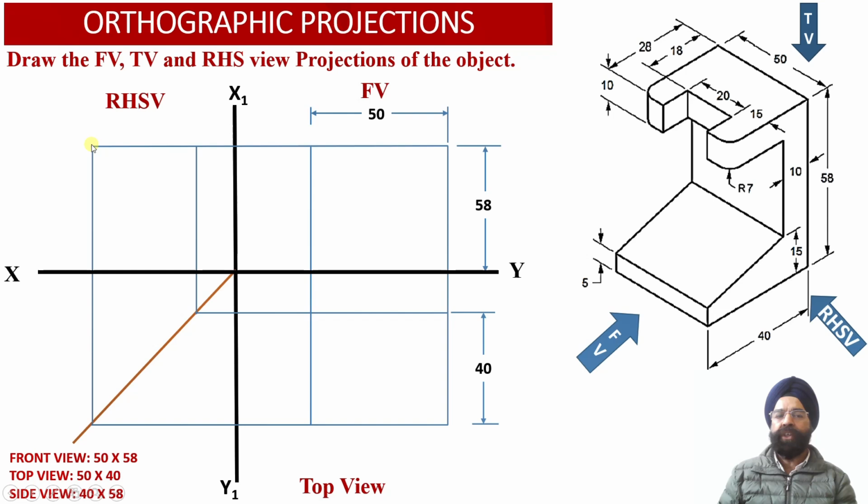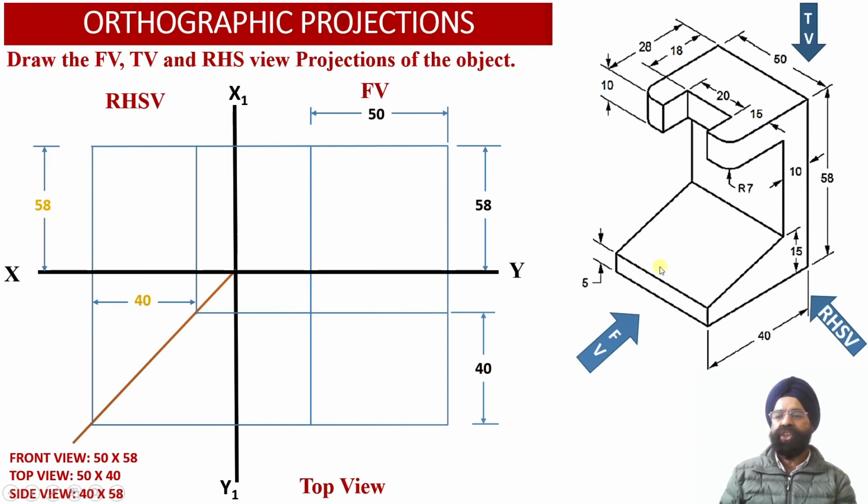So we can now observe that in the right hand side view projection, the depth of the solid happens to be equal to 40 millimeter, while the height of the solid happens to be equal to 58 millimeter. So this way we have been able to obtain the boundaries corresponding to the front view face, the top view face, and the right hand side view face in the orthographic view projections.